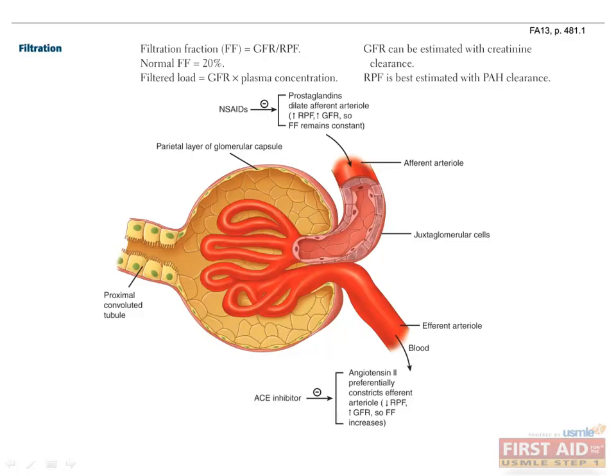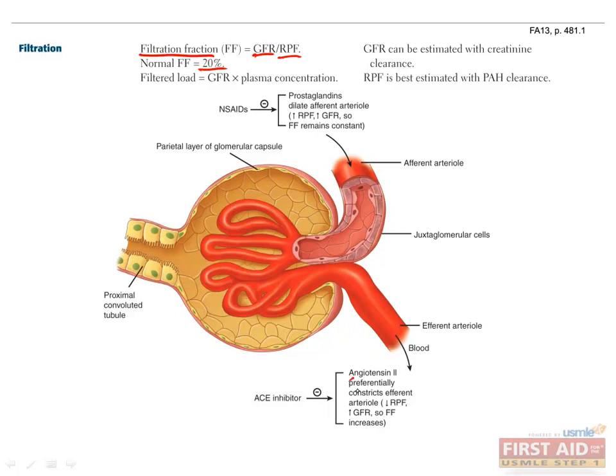This next fact defines filtration fraction, which is the fraction of plasma going through the kidney that gets filtered and is calculated by dividing GFR by RPF, or renal plasma flow. It's normally about 20%, but it can be altered either with natural hormones or with drugs.